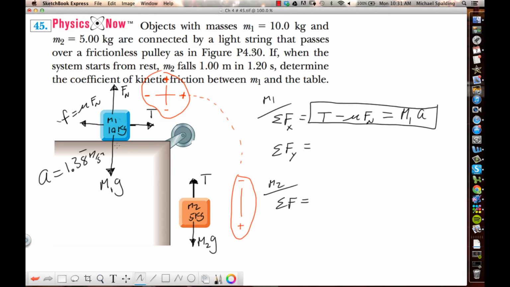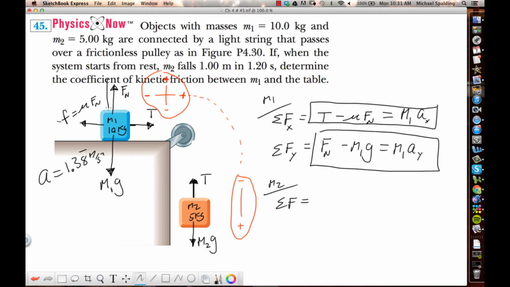All right, in the Y direction for M1, we have normal force up and M1G down equals M1A in the Y. Is block 1 accelerating this way? No. There's no acceleration in the Y, so we can replace the Y acceleration with 0. Okay, now let's look at M2. Remember, for M2, down is plus. So we're going to go M2G minus T equals M2A.